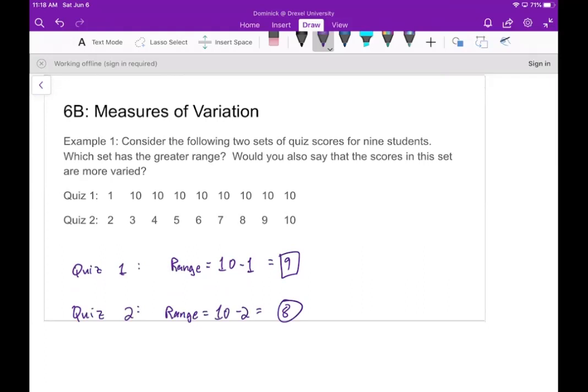Now, of course, we would probably not say that quiz 1 is more spread out, because most of the grades here were 10. But we would probably say that this one is more spread out. So that's why the range can be somewhat misleading. That's one thing to keep in mind.